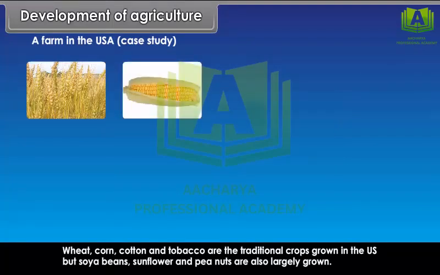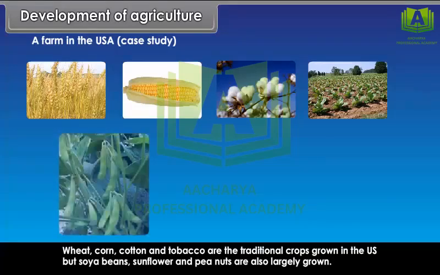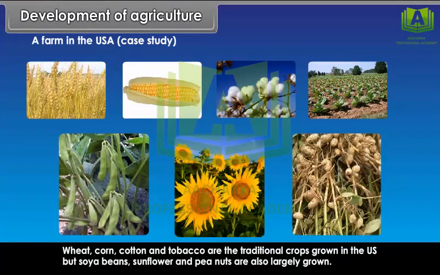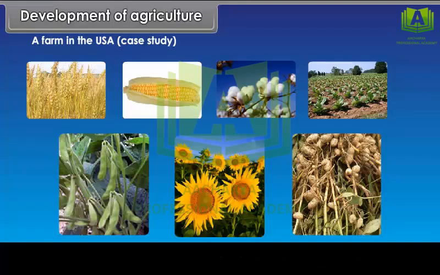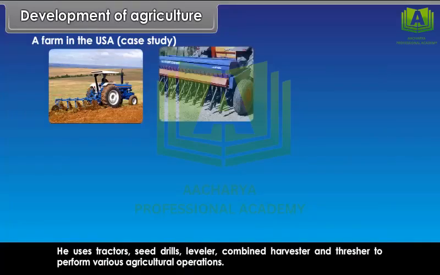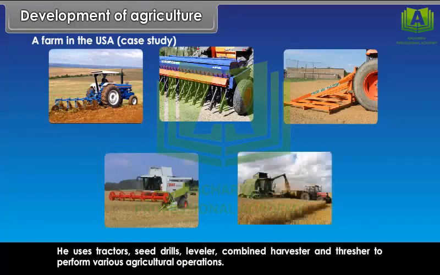Wheat, corn, cotton and tobacco are the traditional crops grown in the US, but soya beans, sunflower and peanuts are also largely grown. An American farmer in general heavily depends on chemical fertilizers and pesticides. He uses tractors, seed drills, levelers, combined harvesters and threshers to perform various agricultural operations.